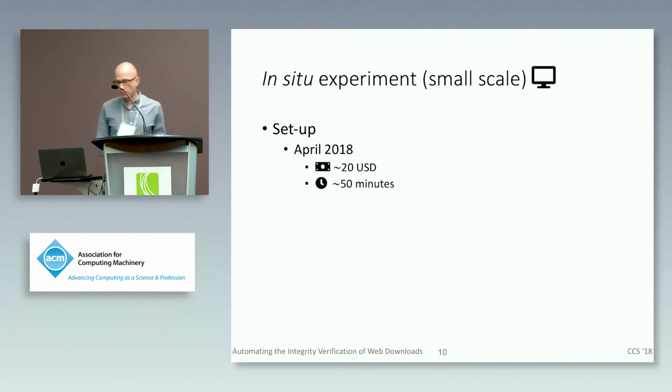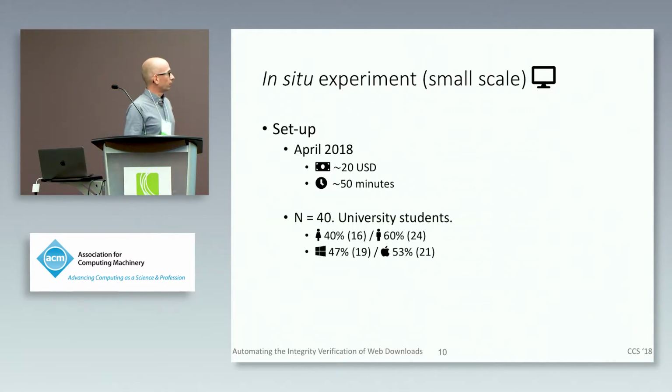All right, the last instrument we used to assess the effectiveness and the usability of checksums is an in situ experiment, small scale. We had 40 users. It was run in April 2018 as well. The experiment was around 50 minutes per participant, and we paid them 20 Swiss francs, which is pretty much equivalent to $20 US. We recruited participants on the EPFL campus and the University of Lausanne campus. We got a total of 40 participants.